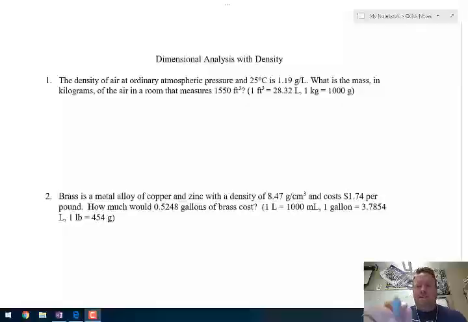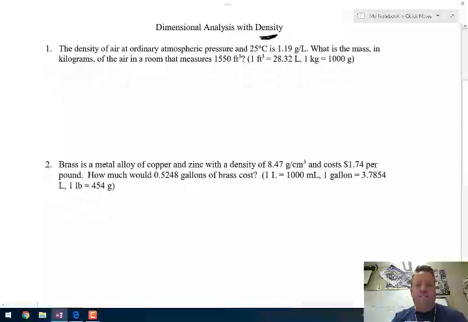Dimensional analysis with density. We're going to be doing some dimensional analysis problems that also involve the density. Question number 1 says the density of air at ordinary atmospheric pressure and 25 degrees Celsius is 1.19 grams per liter. What is the mass in kilograms of the air in a room that measures 1,550 cubic feet?